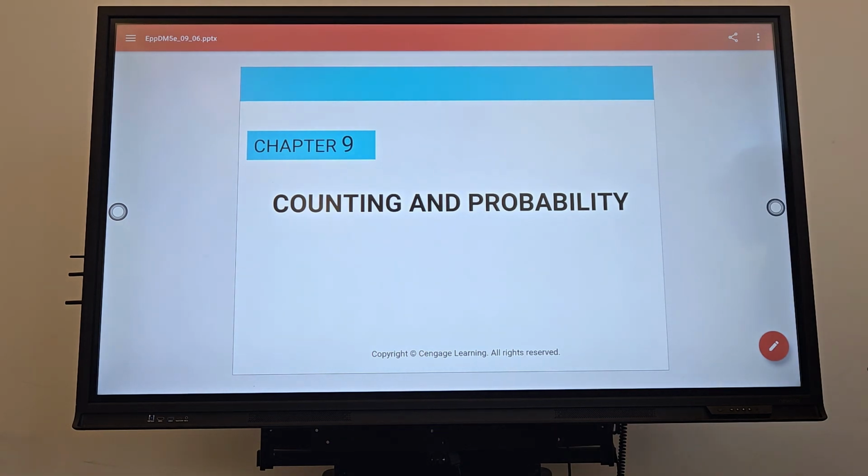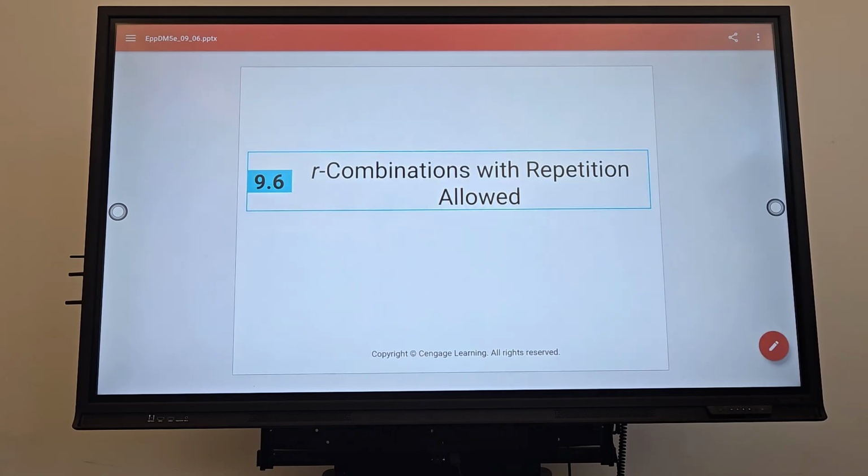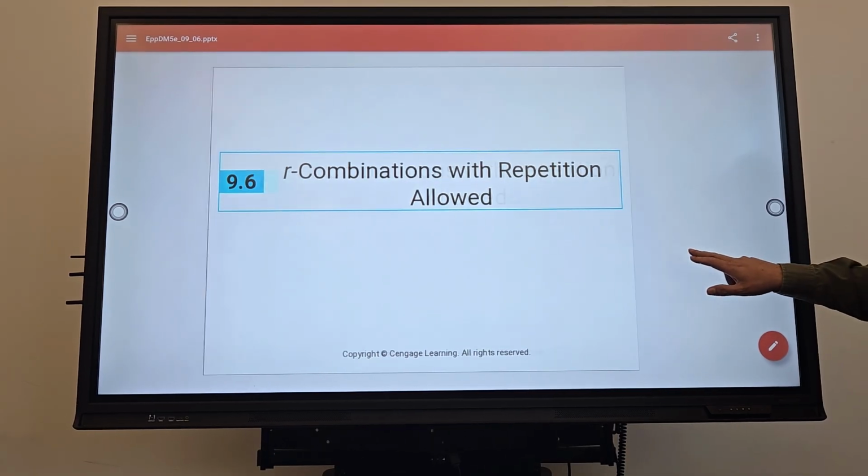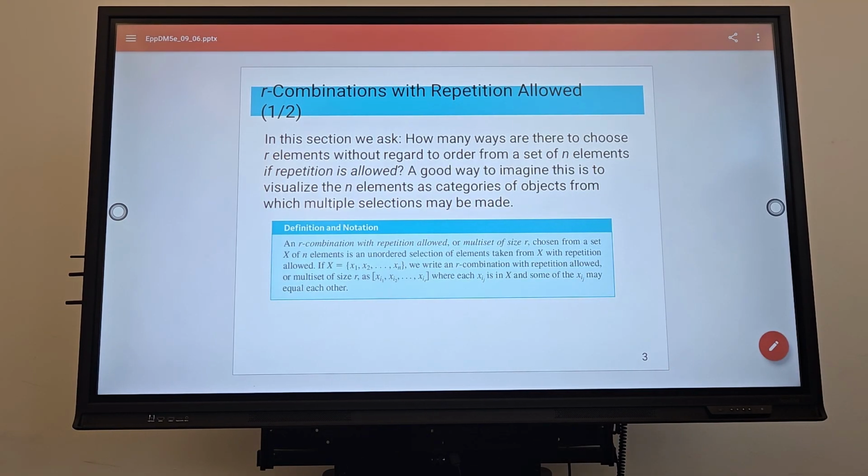All right, like I said, we're going to finish off Chapter 9, Counting and Probability, this session and the next class session. Today we're going to be talking about R combinations with repetition allowed. In this section we ask, how many ways are there to choose R elements without regard to order from a set of n elements if repetition is allowed?